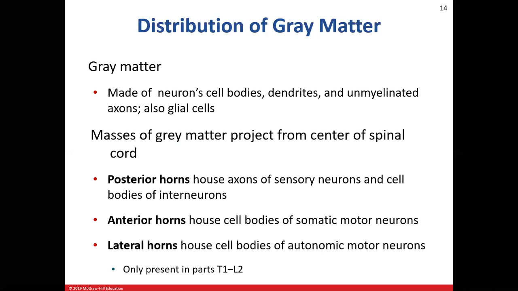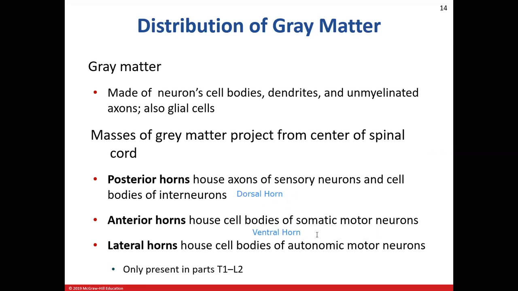So we're going to find that we have the posterior horn, the anterior horn, and the lateral horn. Again, if we identify some of the other terminology, you may also see this identified as the dorsal horn. You may find that the anterior horn is identified as the ventral horn. And then the lateral horn will still be the lateral horn.